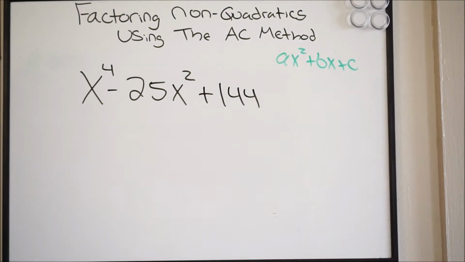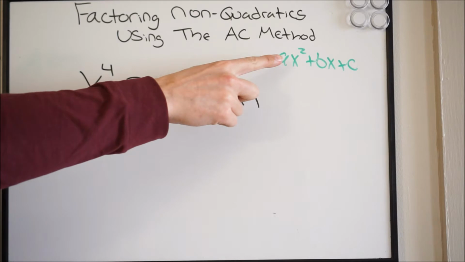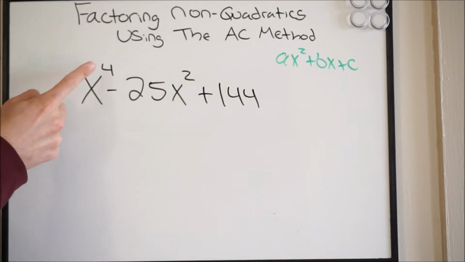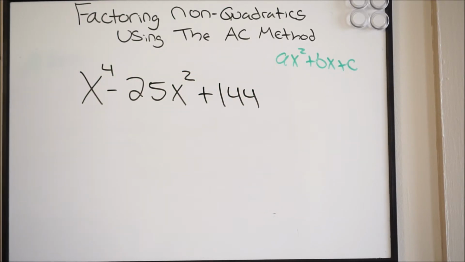So if you look at this problem right here, you may notice that this isn't a quadratic. Because if we look at a quadratic, we notice that it has a degree of 2. Well, here we have a degree of 4. So in order to use the AC method to factor this, we need to actually manipulate this. So we have to do something with this exponent here.